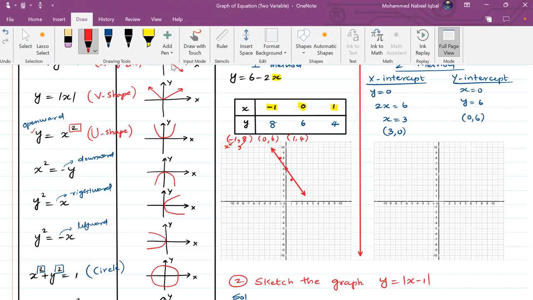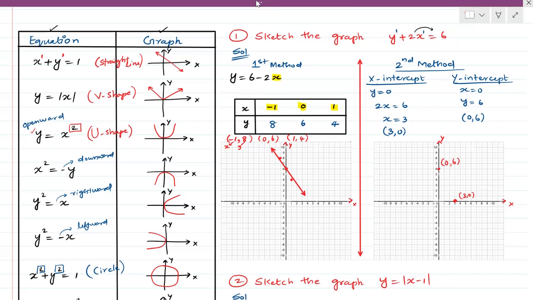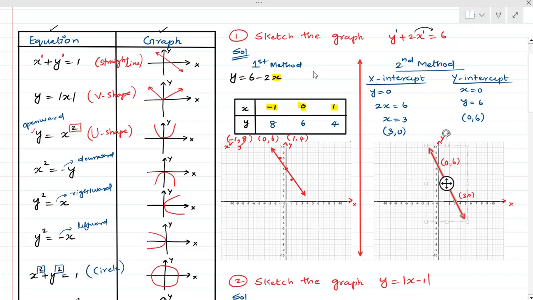Now plot the point 3 comma 0. So this is the x axis, here the y axis. This is the point 3 comma 0. Next, here 0 comma 6. If you join the points, you will get the graph as a straight line. So in both the cases, you will get the same answer.